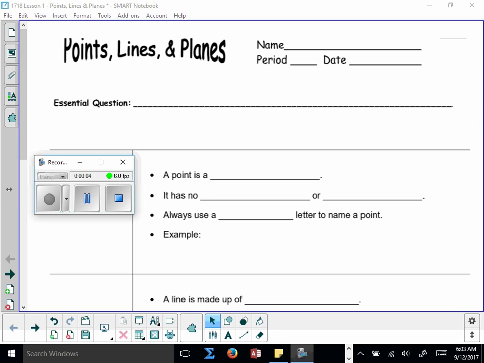Welcome to the very first lesson in geometry. We're going to be defining a lot of vocabulary today and talking in some detail about notation, or the way we write things so that other people understand what we're trying to communicate. It's really important that we're careful with our notation.